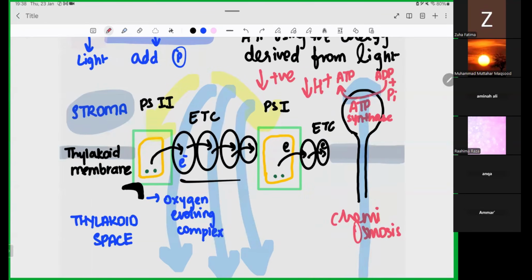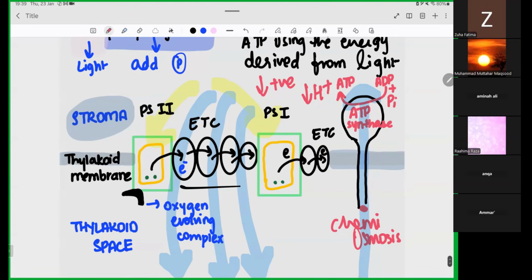Now, whenever a charged body moves from point A to point B, you must have studied in physics that whenever a charged particle is moving across a circuit, electric potential energy is generated. Every charged body has an electric potential energy. So when protons are moving from this point to this point, an electric potential energy is created. That electric potential energy is used to combine ADP and inorganic phosphate to ATP.